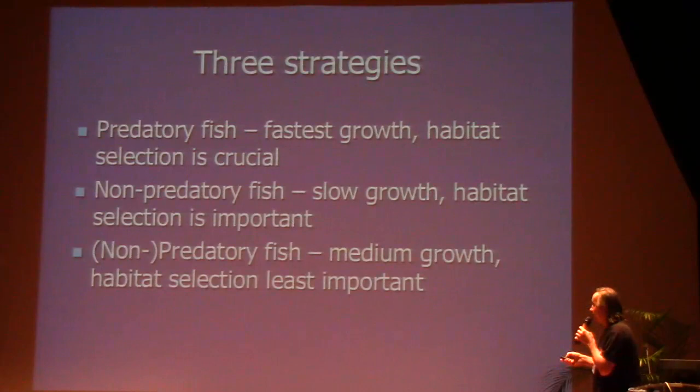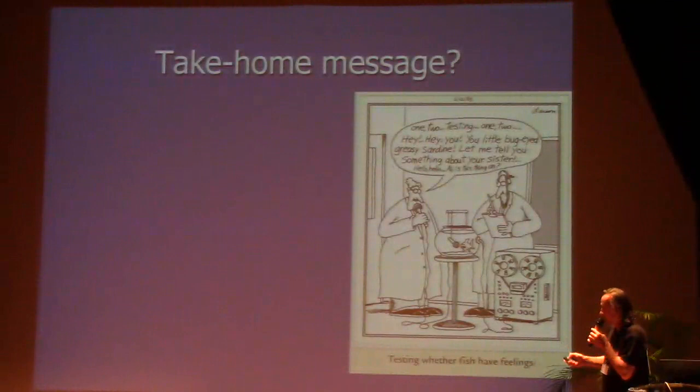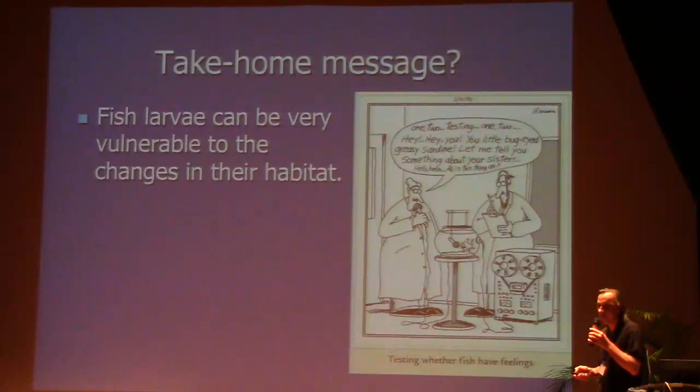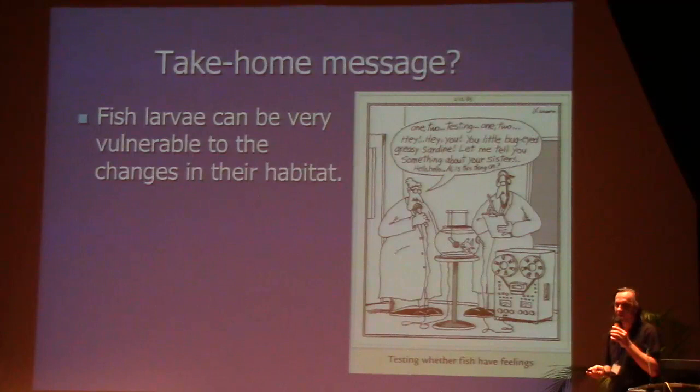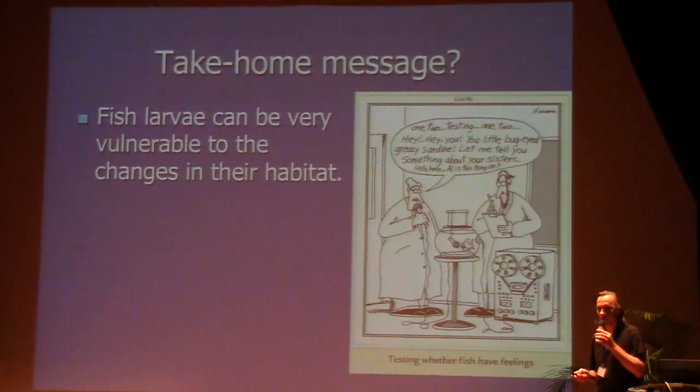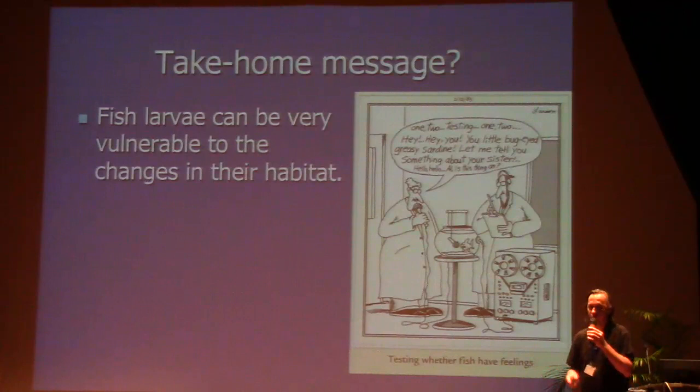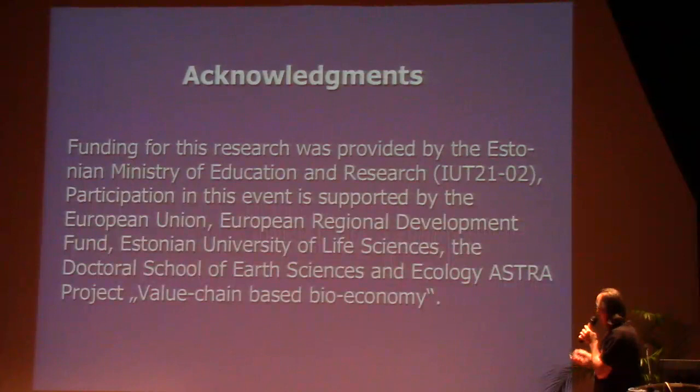So, what would be the take-home message from all of this? I would say that fish have feelings, don't forget that. And fish larvae are really vulnerable to changes in their habitat. But my main message here is probably that we still know very precious little about larval fish feeding. And when we want to understand how they interact with their food webs and how food webs interact with fish growth, then we must have a little more knowledge about this. Those are my acknowledgements and thank you for your attention.